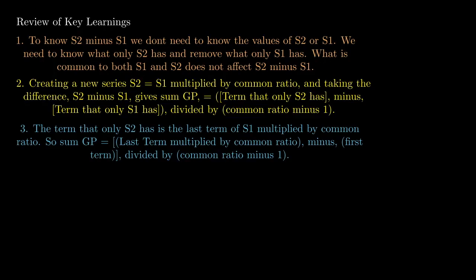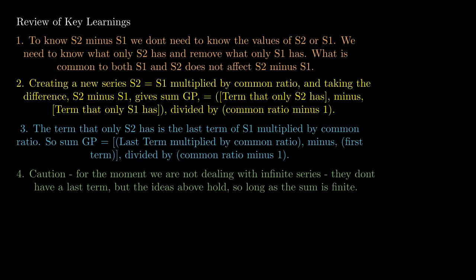3. The term that only S2 has is the last term of S1 multiplied by the common ratio. So the sum of the GP equals the last term multiplied by the common ratio, minus the first term, divided by the common ratio minus 1. 4. Caution: for the moment we are not dealing with infinite series, they don't have a last term, but the ideas above hold, so long as the sum is finite.